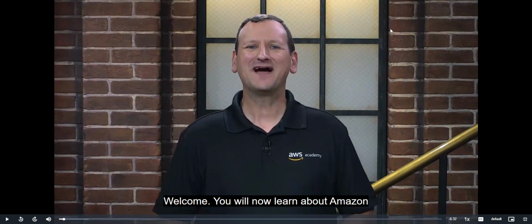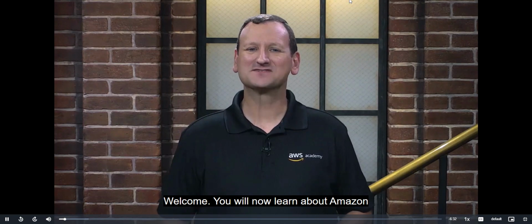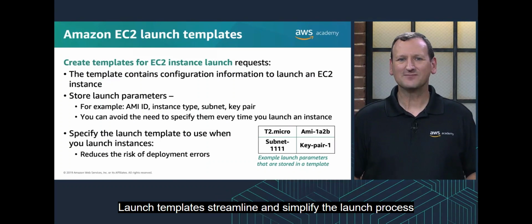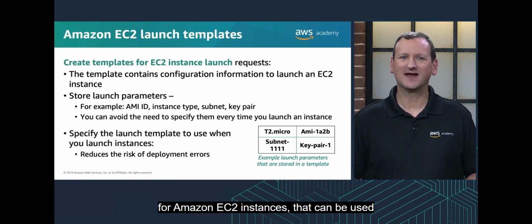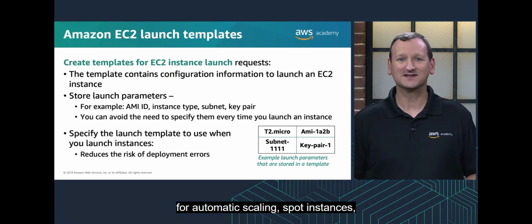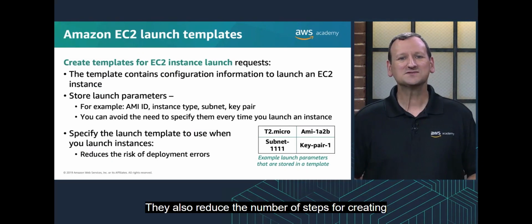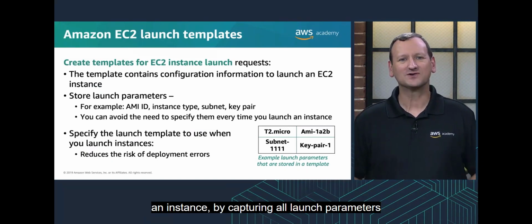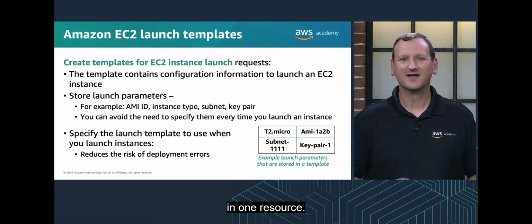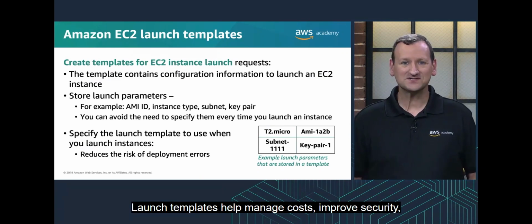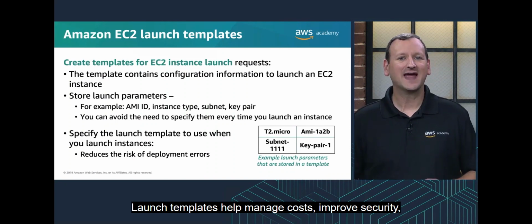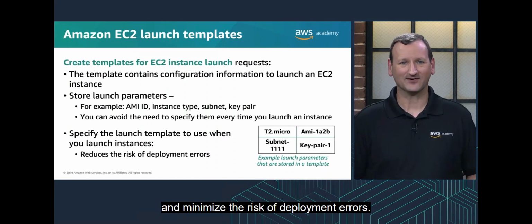Welcome. You will now learn about Amazon EC2 launch templates. Launch templates streamline and simplify the launch process for Amazon EC2 instances that can be used for automatic scaling, Spot Instances, and On-Demand Instance deployment. They also reduce the number of steps for creating an instance by capturing all launch parameters in one resource. Launch templates help manage costs, improve security, and minimize the risk of deployment errors.